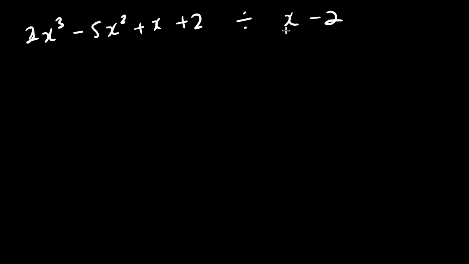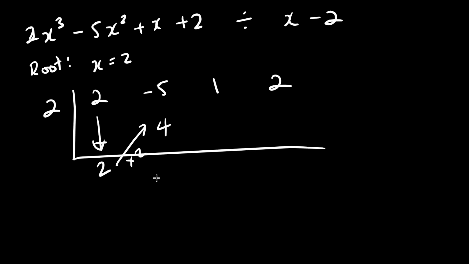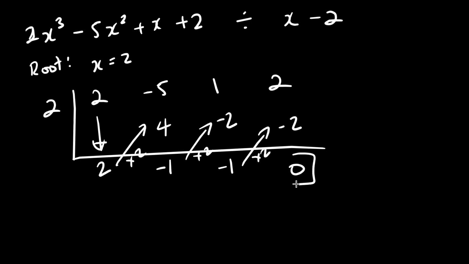So really quickly, we know our root. Our root in this case is x equal to 2. We drop our 2 right there, we drop our lines for synthetic method, and we bring down our coefficients 2, negative 5, 1, and 2. Bring the 2 down, and then all we're going to do is multiply and add. Multiply by 2, add, we get negative 1. Multiply by 2, we get negative 2. Add, we get negative 1. Multiply by 2, you get negative 2. And we get 0, which we expected.